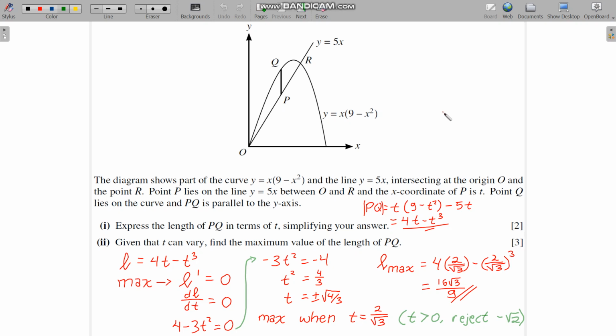Hello everyone, this video is about differentiation past paper questions. Maybe read the question first. Part I. Express the length of PQ in terms of t, simplifying your answer.